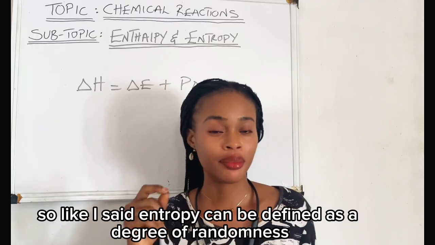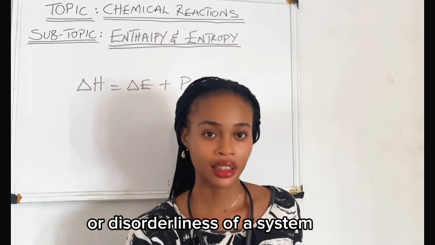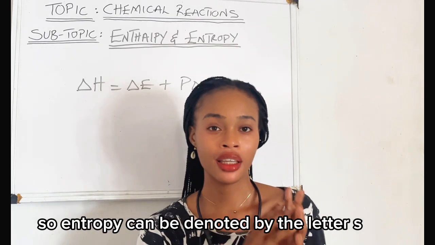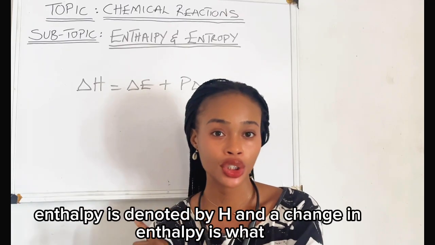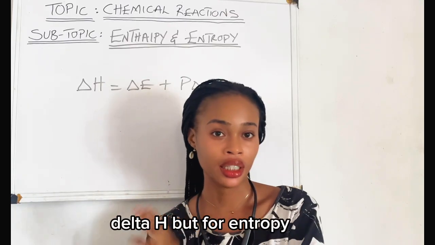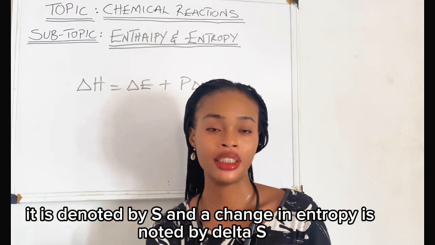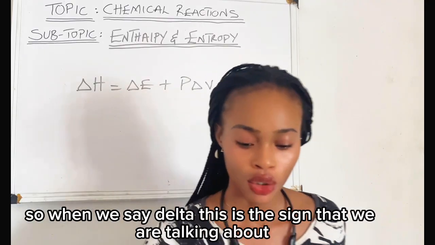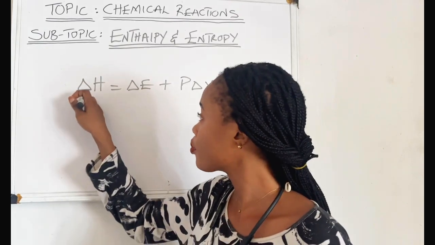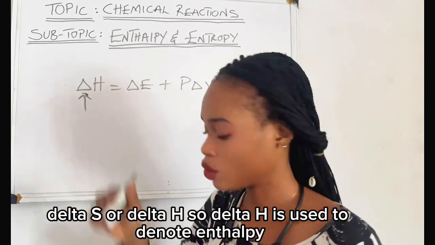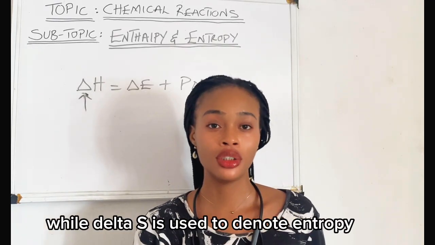Like I said, entropy can be defined as the degree of randomness or disorderliness of a system. Entropy is denoted by the letter S. Remember, enthalpy is denoted by H, and a change in enthalpy is delta H. But for entropy, it is denoted by S, and a change in entropy is denoted by delta S. Delta is the sign that kind of looks like a triangle. So delta H is used to denote enthalpy, while delta S is used to denote entropy.